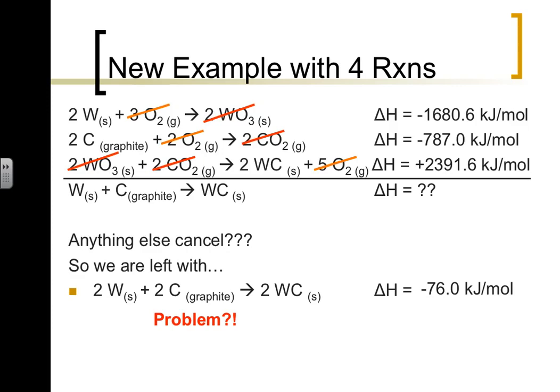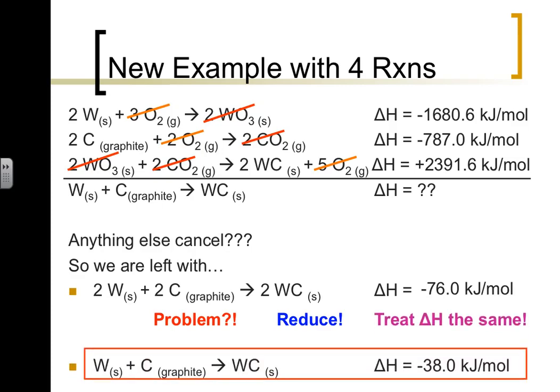Okay, what I hope you notice is that in the original equation, they didn't have any coefficients. It was just ones, ones, ones. And here we got twos, twos, twos. So yeah, that's a problem. I have to reduce. I didn't actually produce the equation that they wanted me to. And again, this is an extensive property. So if I have double of everything, I'm going to be producing double the heat. So in this case, I'm essentially wanting to divide the equation by 2. And then I will treat delta H the same by dividing it also by 2. So this would be my final answer.